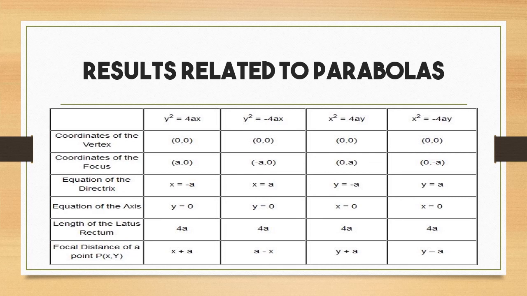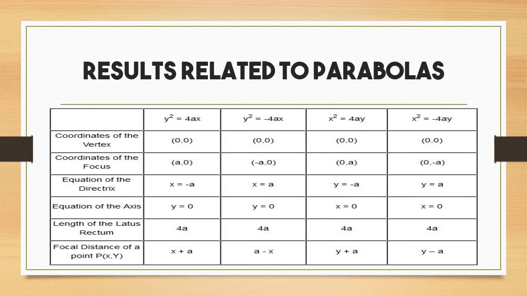And in the first case of parabola, the focus is (a, 0). In the second case, the focus is (minus a, 0). In the third case, the focus is (0, a), and in the last case, the focus is (0, minus a). In the first case of parabola, the directrix equation is given, just now I showed the backward line, by x equal to minus a, and for the second case x equal to a. For the third case it is y equal to minus a, and for the last case it is y equal to a. And the equation of axis in the first case of parabola is y equal to 0, second case y equal to 0, but in the remaining two parabolas the equation of axis is x equal to 0.